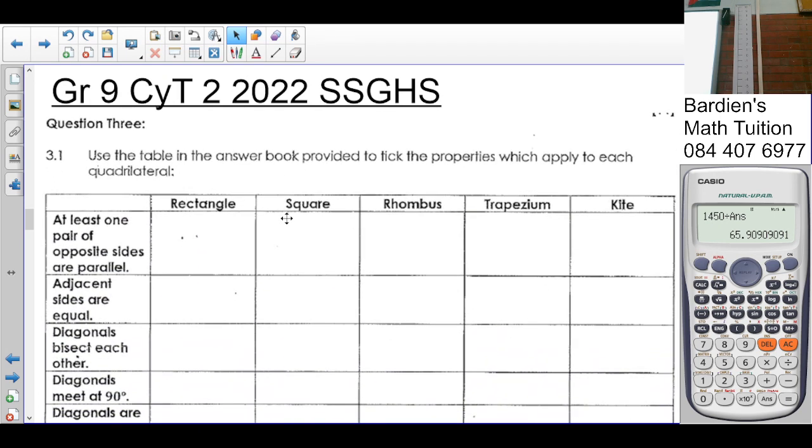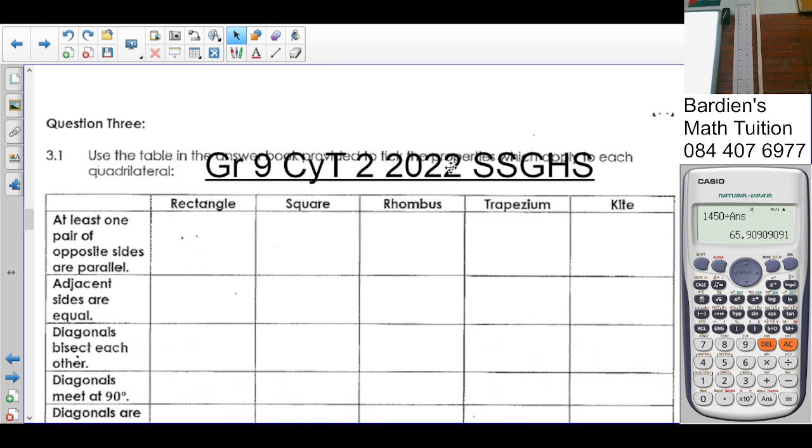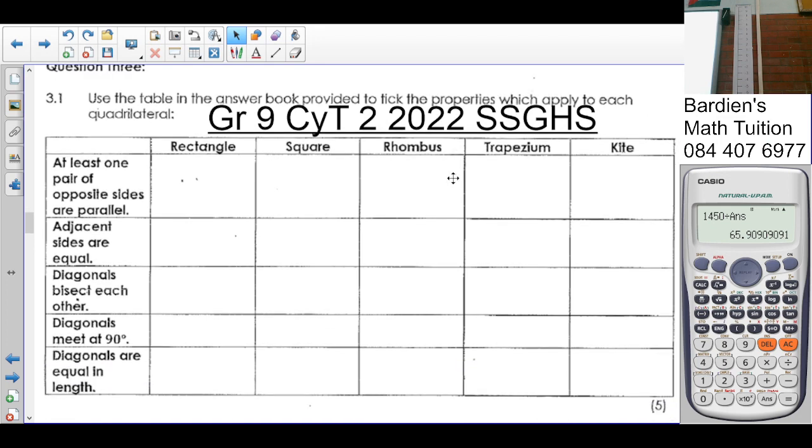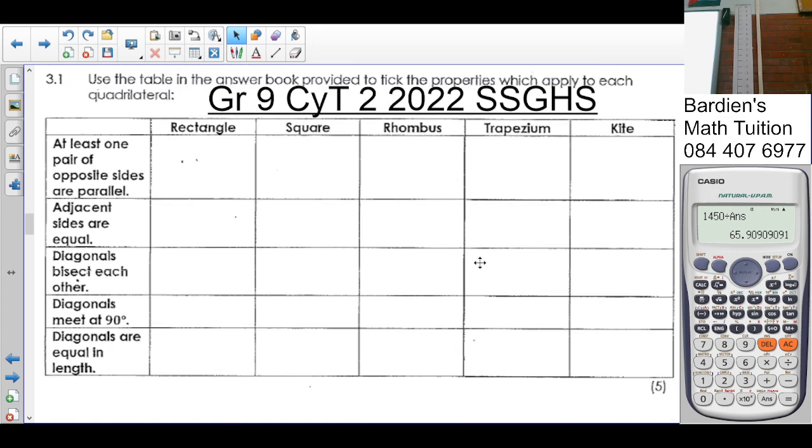At least most of you are going to get this right. But then again, I told you to go learn this stuff, and you people must not have learned it. At least one pair of opposite sides are parallel. At least one, so it can be 2 or 1. Rectangle, square, rhombus, trapezium, not a kite.